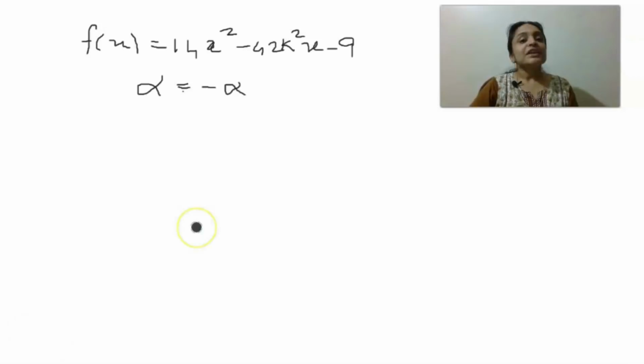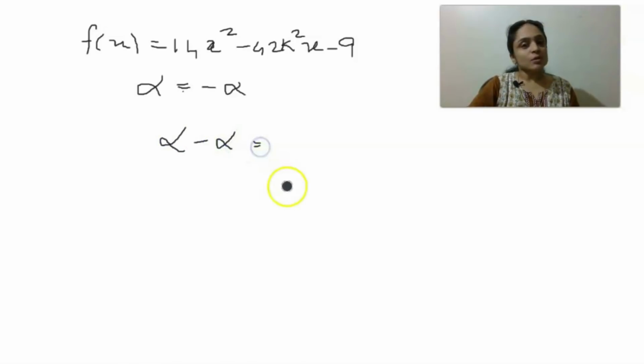First question is, if one of the zeros of the polynomial f of x equal to 14x square minus 42k square x minus 9 is negative of the other, then find the value of k. That is, if one of the zeros is alpha, then the other zero is minus alpha. That is the question. So from this we have to find k. So alpha minus alpha equal to 0.